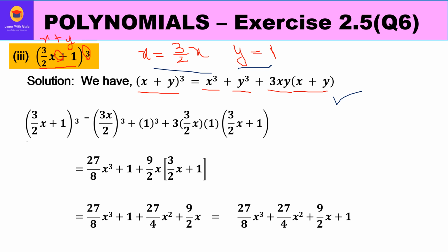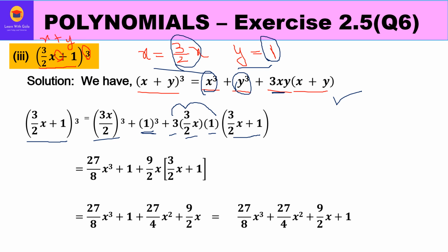So let us start. (3 by 2x plus 1) whole cube is, first term is x cube. So x is our 3 by 2x. So (3x by 2) whole cube. Then we have y cube next term. y is our 1. So we will put 1 cube over here. Then 3 into x into y, right? So 3 into x, x is 3 by 2x, y is 1. So accordingly we have put the values over here of x and y. 3 into x into y. Now x plus y, that is 3 by 2x plus 1.